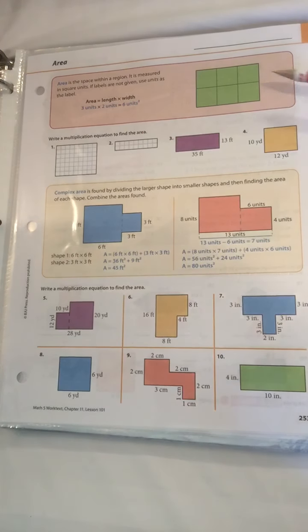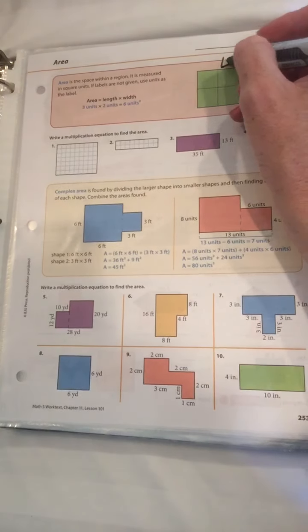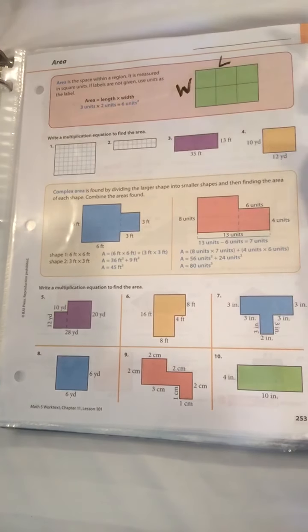So here you see a rectangle that's green. To find the area, that means the space that's inside. How much area is in this rectangle? You're going to do your length times your width. So in order to do your length times your width, this is your length, this is your width.